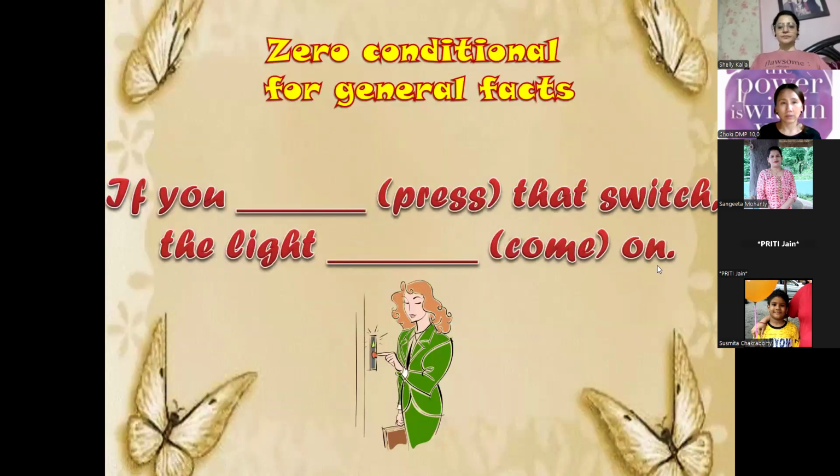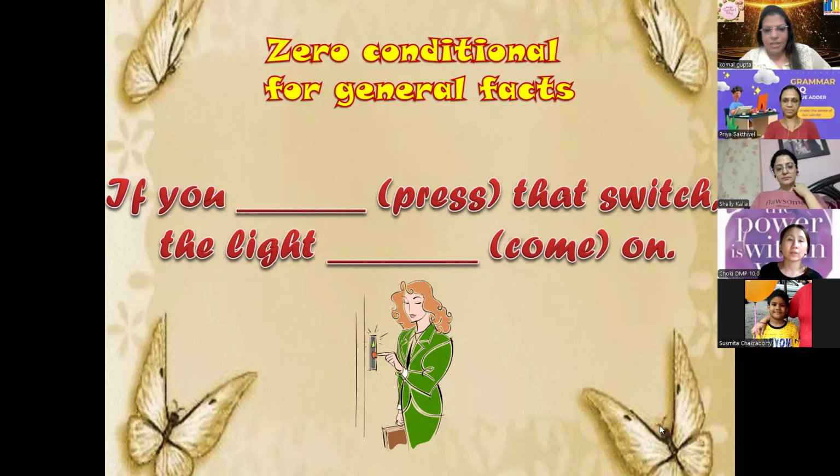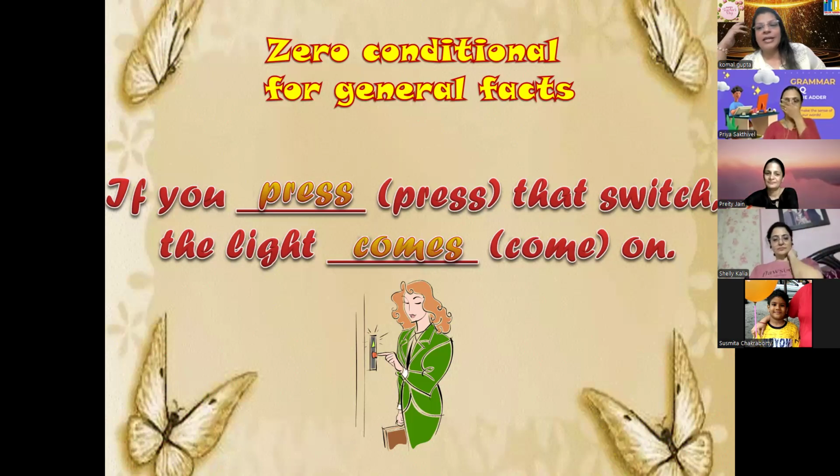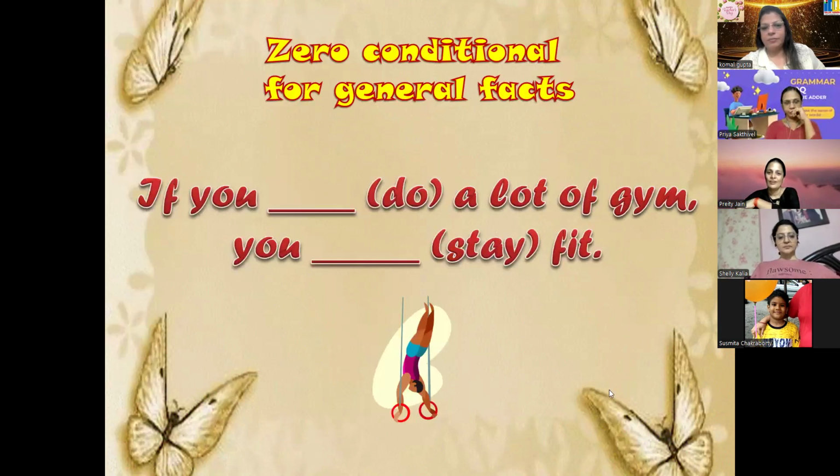Sushmita, I was searching for you, dear. Try. If you press that switch, the light will come on. No, we do not use will. We have to use the simple present: the light comes on. If you press the switch, the light comes on. We say it simply, and our brain starts translating accordingly. Not the light will come, but the light comes. Okay, next.